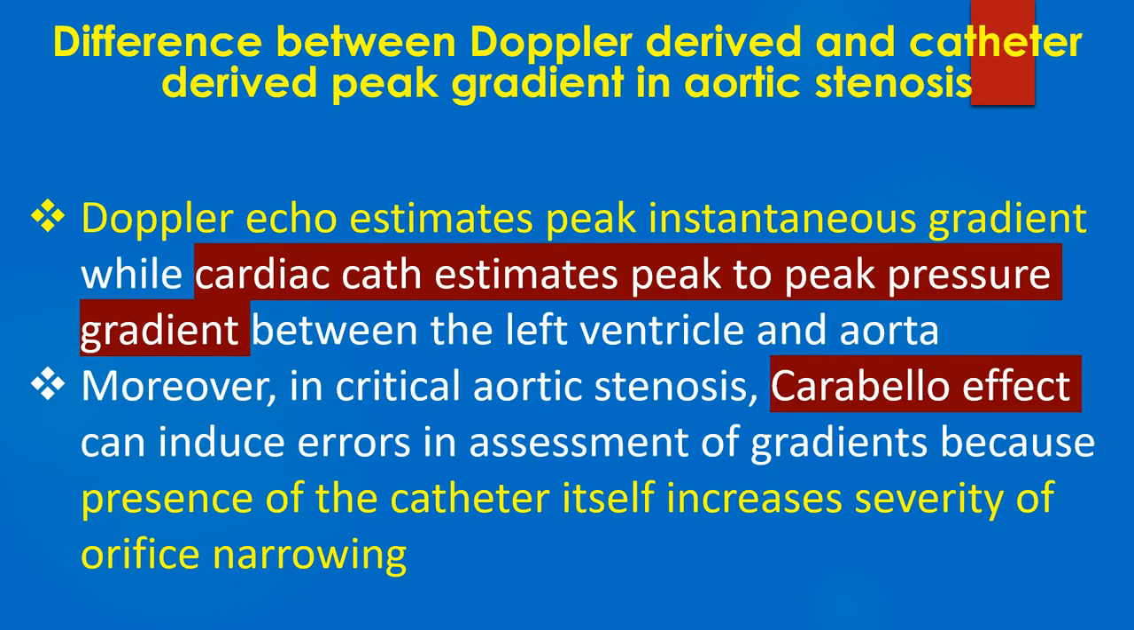Doppler echo estimates peak instantaneous gradient, while cardiac cath estimates peak-to-peak pressure gradient between the left ventricle and the aorta. Moreover, in critical aortic stenosis, Carabello effect can induce errors in the assessment of gradients because presence of the catheter itself increases severity of the orifice narrowing.